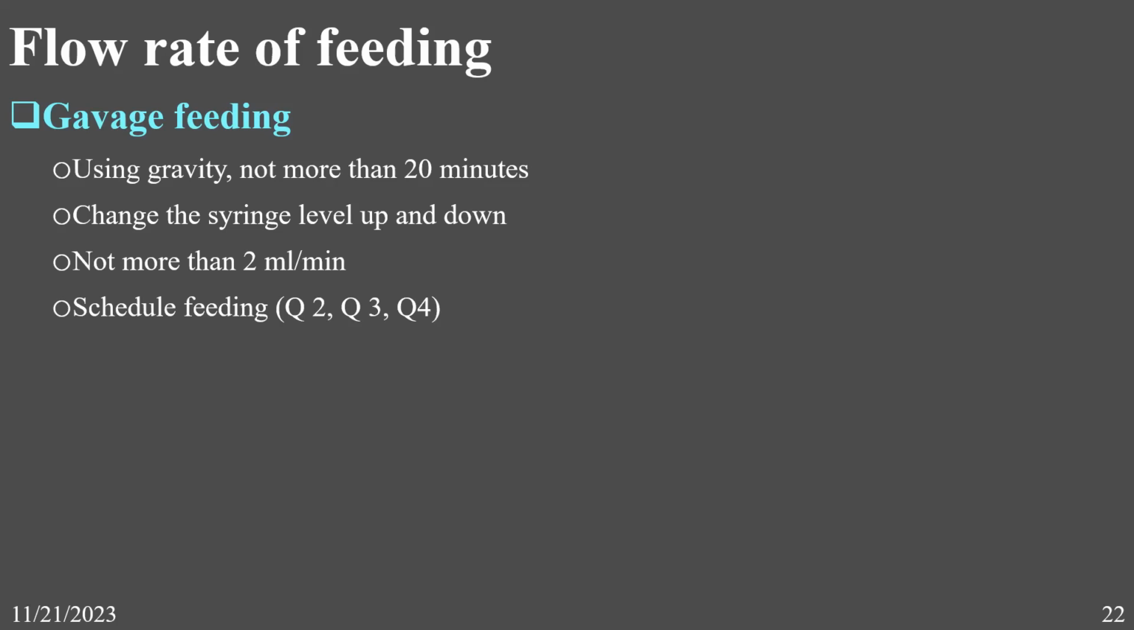Gavage feeding can be scheduled feeding. So I tell you, give gavage feeding 20 ml every 2 hours, or I tell you every 3 hours, or every 4 hours, depending on the age. Usually if you're preterm, we give every 2 hours. If you are near term, we give every 3 hours. But if you're term, we can give every 4 hours. Why do we change? Because the baby cannot tolerate it. Why do we give every 4 hours, not everybody at 2? Because we will exhaust the nurses. Okay, is it clear what schedule feeding means?